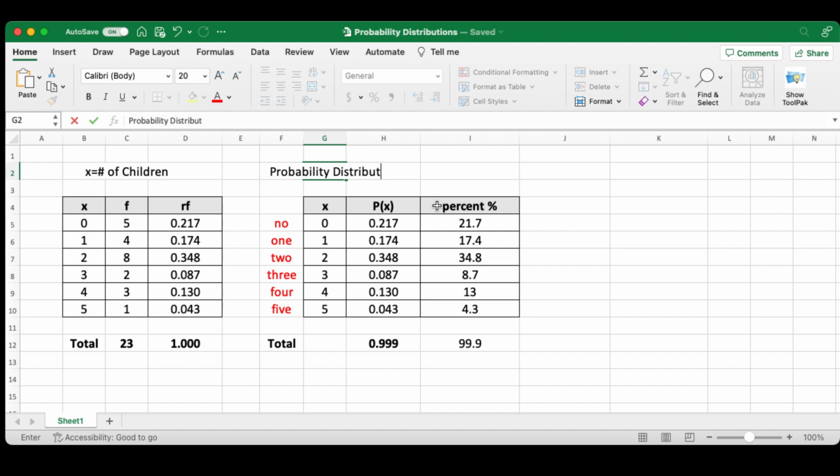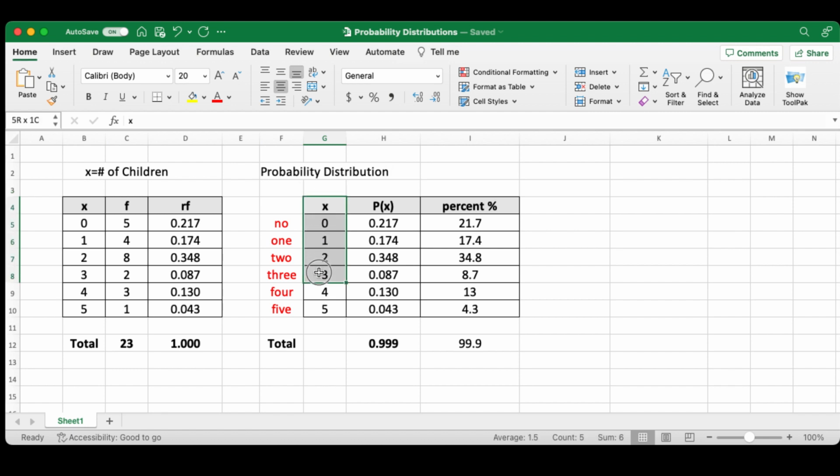So I'm going to take a step back and go over this probability distribution table. Remember, X is the different values, how many children people have. I put the words here: no children, 1 child, 2 children, 3 children, 4 children, 5 children. This is your random variable X. And these are the relative frequency values, which are really your probability values. So a relative frequency table is really a probability distribution. That's what we've been working with, the notation and language.